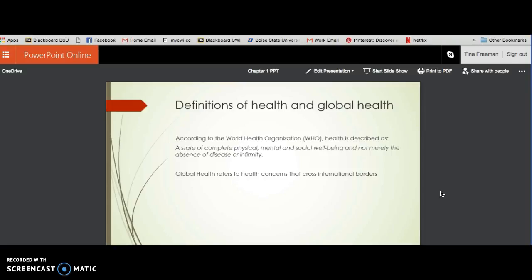Our definitions of health and global health. The World Health Organization, which we will be talking about a lot in this class, describes health as a state of complete physical, mental, and social well-being, and not merely the absence of disease or infirmity. I think it's important to note the aspect of mental and social well-being as well as physical well-being. We're going to get into so many of these issues later on in the class, and I think this provides us a really good foundation for defining exactly what we consider to be health. Of course, global health refers to the concerns that cross all international borders.